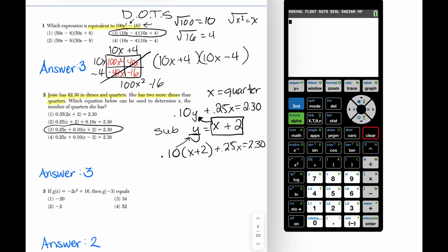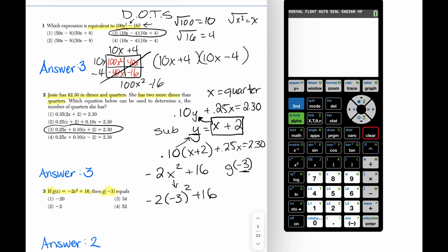Let's look at number 3. If g of x is equal to negative 2x squared plus 16, then g of negative 3 is equal to what? All right, so let's put in our expression, negative 2x squared plus 16, and we want to know g of negative 3. So when I see an x, I'm just going to sub in a negative 3. So negative 2 times negative 3 squared plus 16.